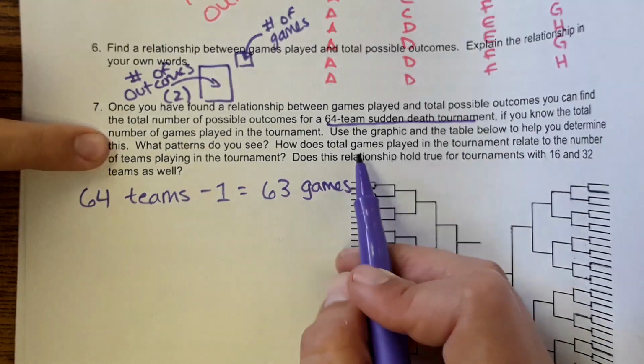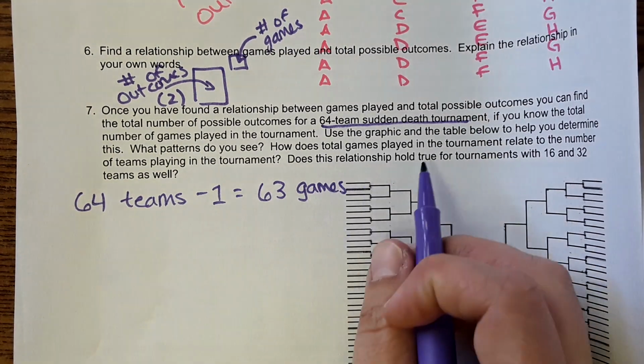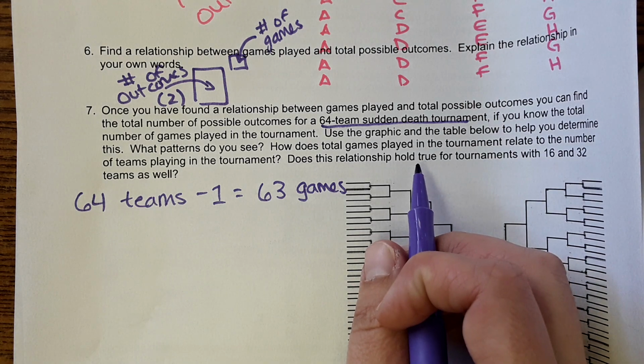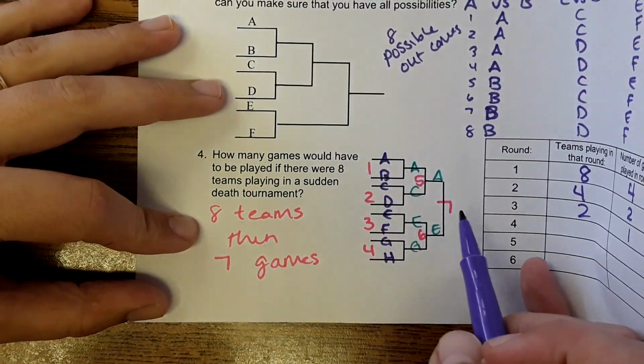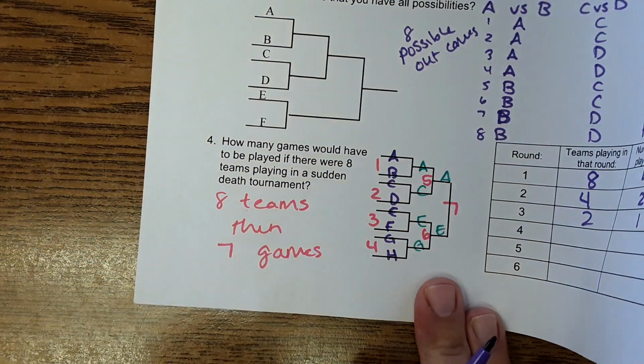Okay, what patterns do you see? How does the total games played in the tournament relate to the teams playing? Does this relationship hold true? When you do minus 1, what's that from? Here, we saw that if we have 8 teams, we drew it all out. We found that there were 7 games. So we're using that same pattern here. If there's 64 teams, there would have to be 63 games.